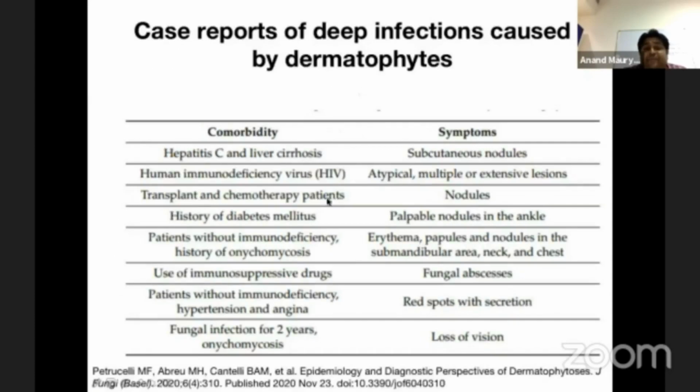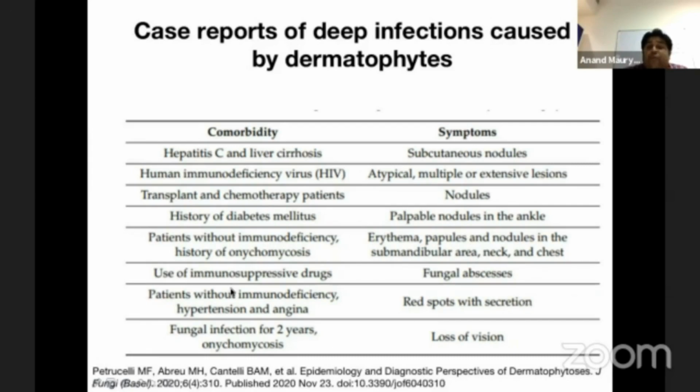Now there is a table given in a recent publication, listing comorbidities and symptoms. In the case of hepatitis C and liver cirrhosis, there are subcutaneous nodules. In the case of HIV, there are atypical and multiple extensive lesions. In transplant and chemotherapy patients, there are nodules. In patients with a history of diabetes mellitus, there are nodules at the ankle.